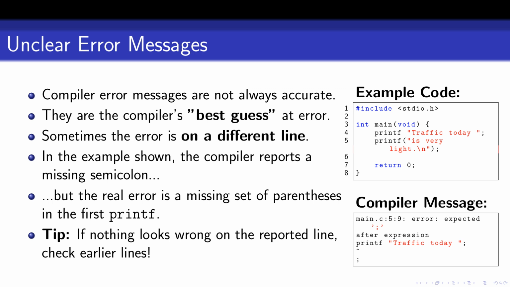Often, the error isn't even on the line the compiler highlights. It might be a few lines earlier. That's why it's important to look around the reported location and not just focus on that single line. Over time, you'll get better at spotting the real issue quickly. Learning to interpret compiler errors is part art, part science, and it gets easier with experience.